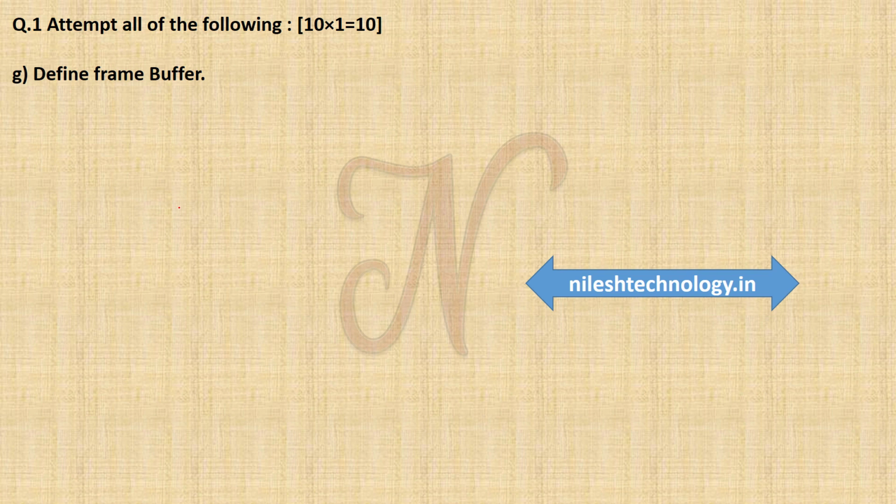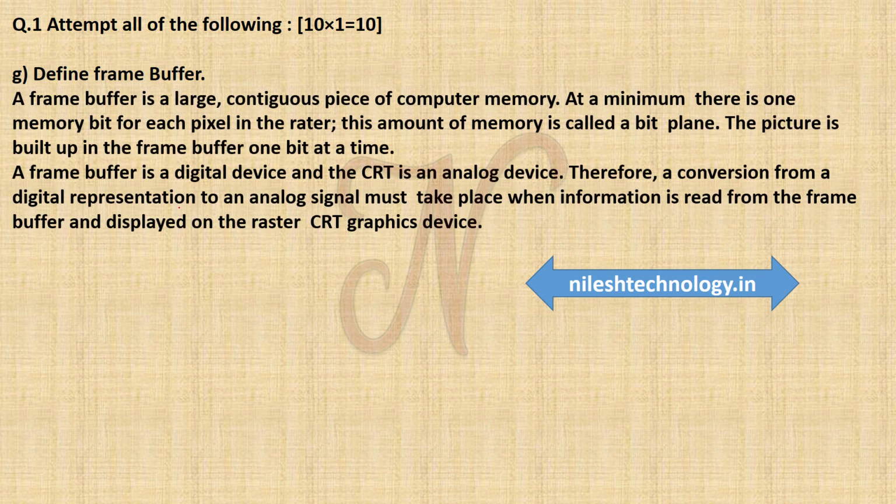Define the frame buffer. What is the frame buffer? It is a large contiguous piece of computer memory. At a minimum, there is 1 memory bit for each pixel in the raster. This amount of memory is called a bit plane. The picture is built up in the frame buffer 1 bit at a time. The frame buffer is a digital device and a CRT is an analog device. Therefore conversion from a digital representation to an analog signal must take place when information is read from the frame buffer and displayed on the CRT device.